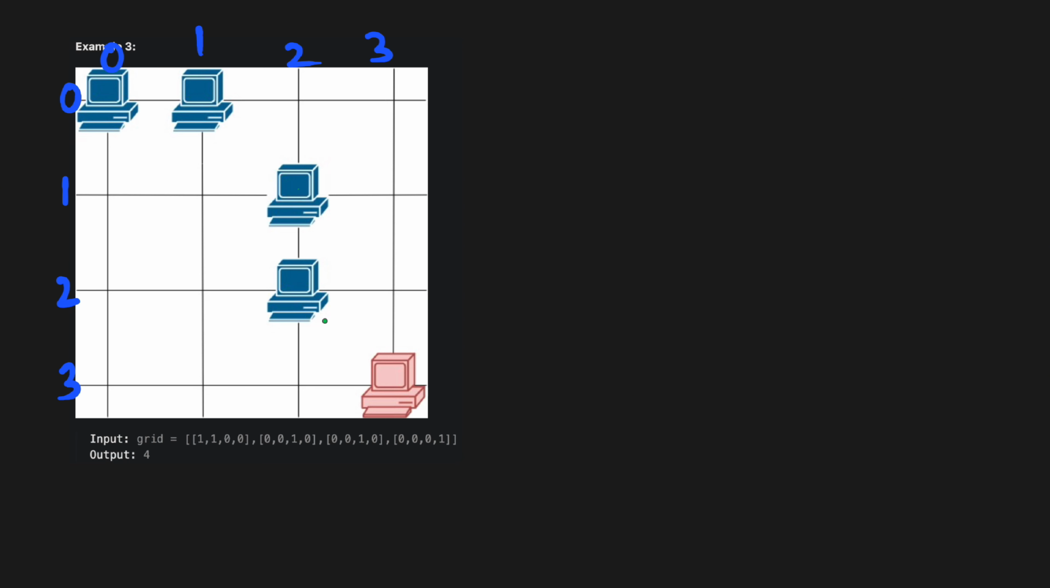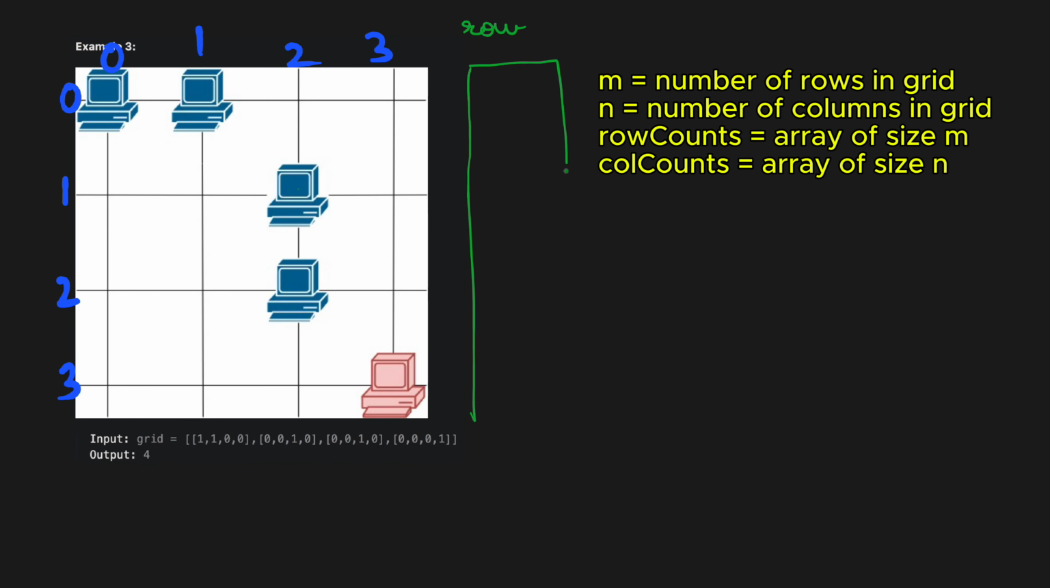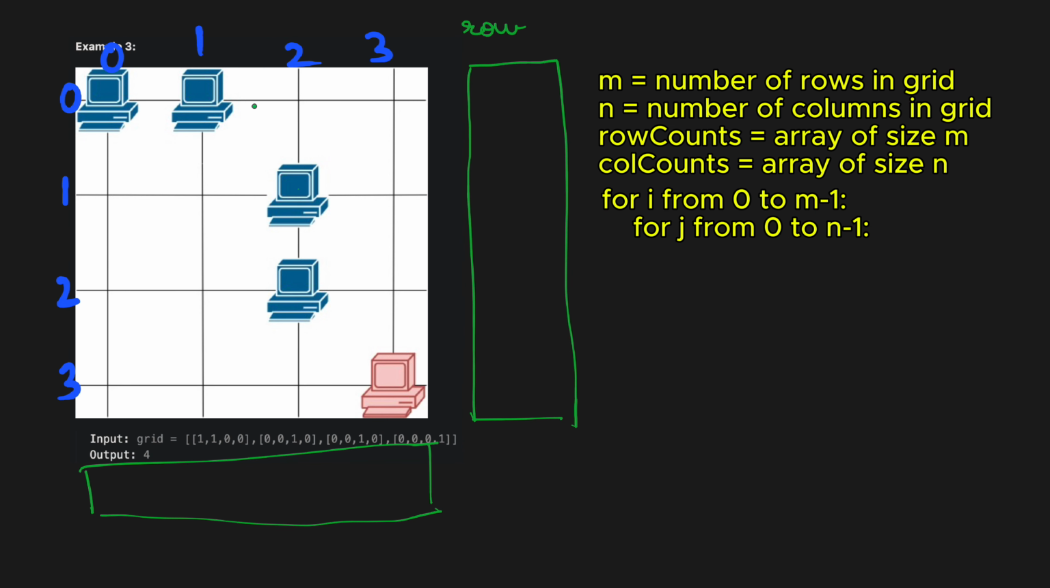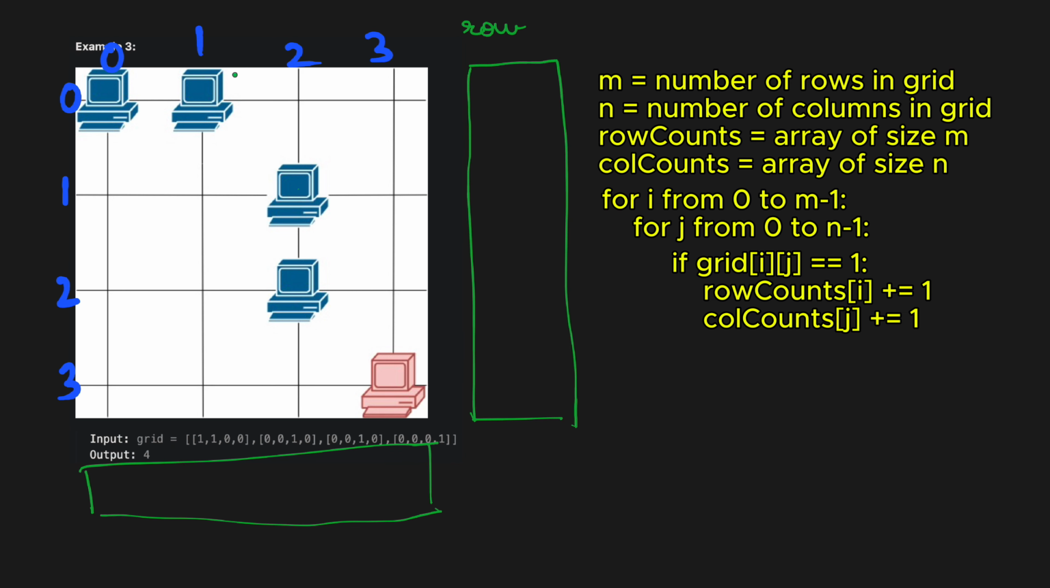Otherwise, it cannot. So how about we create two arrays, row counts and column counts, to store the number of servers in each row and column respectively. So we create row counts of size m and column counts of size n. And now in the first pass, we can go through the grid and do the pre-processing. So we will count the number of servers in each row and column. Whenever we find a server in the ith row and jth column, then we will increment the count for the ith row and jth column in the row counts and column counts arrays.